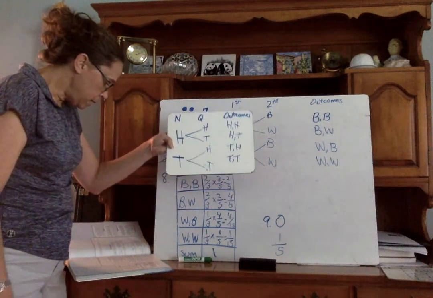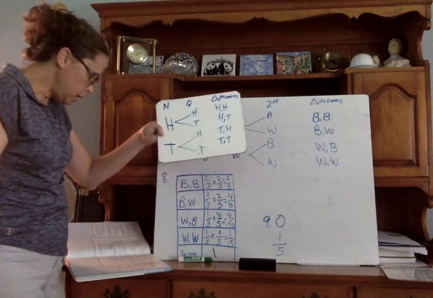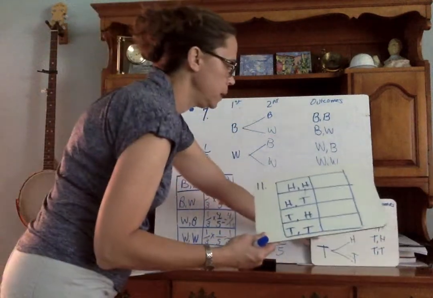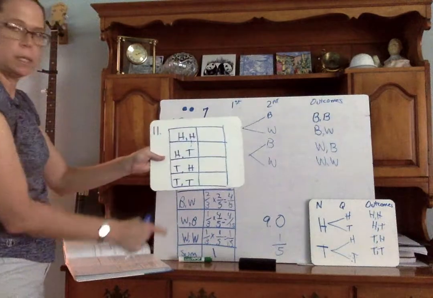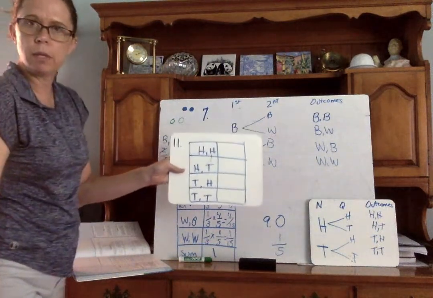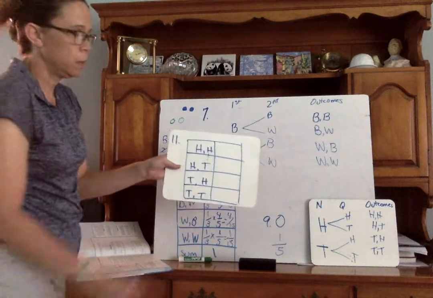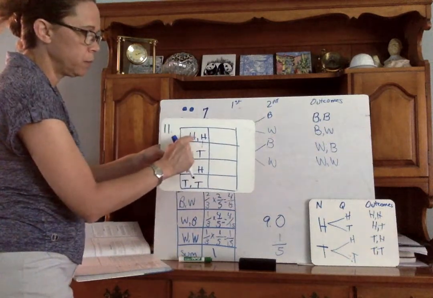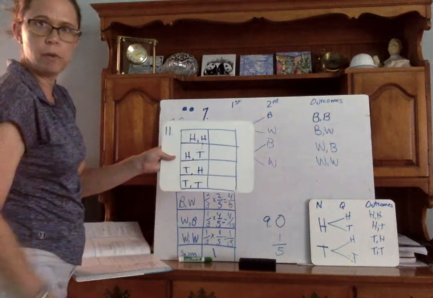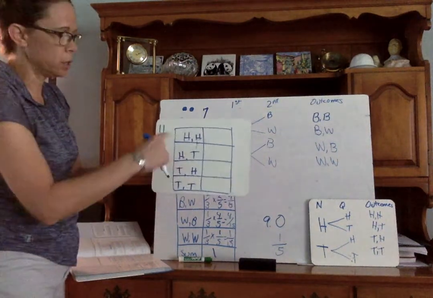Number 11 says to make a table that shows the probability of each of these possible outcomes. So now we're going to take those outcomes. I've gone ahead and listed them here. Now you need to find the probability that each of these things happens. So remember, it's the probability of the first thing times the probability of the second thing. Go ahead and pause your video and complete number 11, this chart.